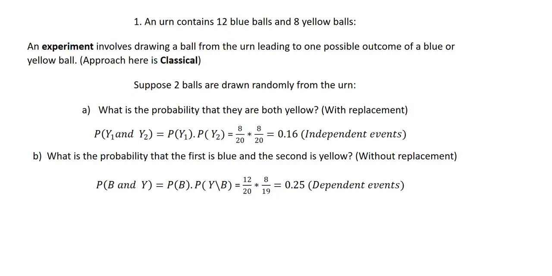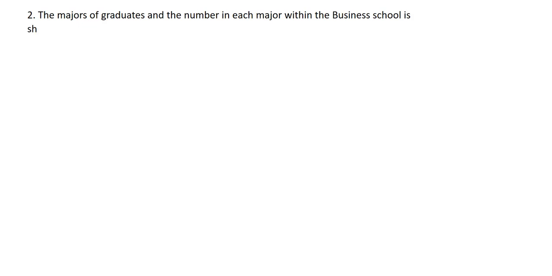So the probability the first is blue will be 12 out of 20. The first ball has been drawn without replacement. So the probability the second will be yellow will be 8 out of 19 because the number of balls in the urn would have reduced by 1. So when we take the product of these two, it gives 0.25.